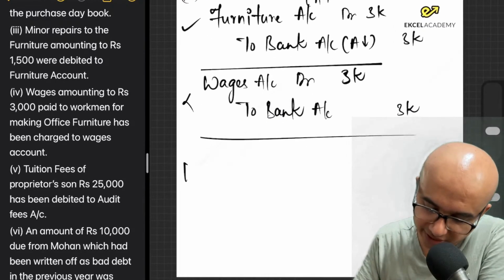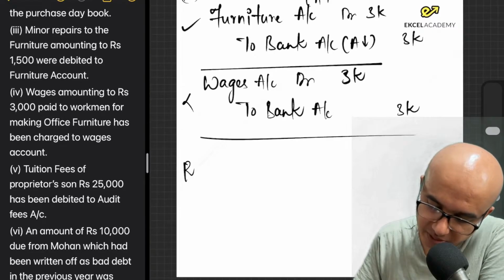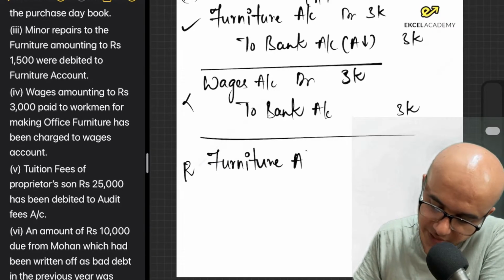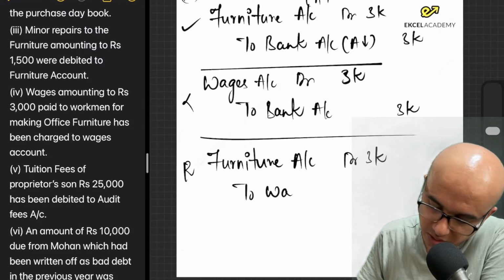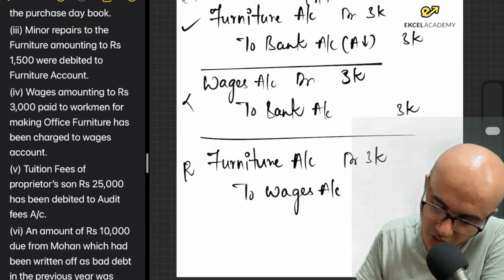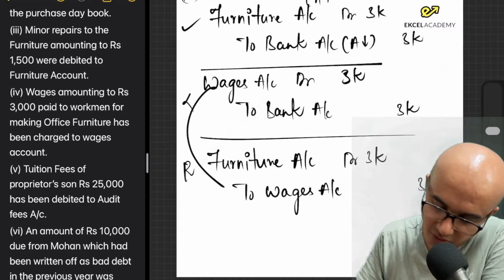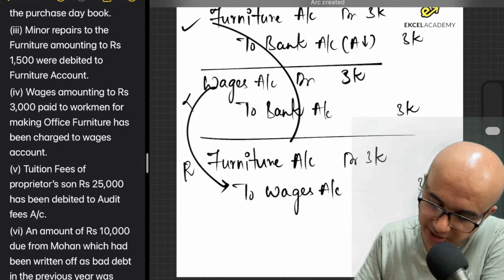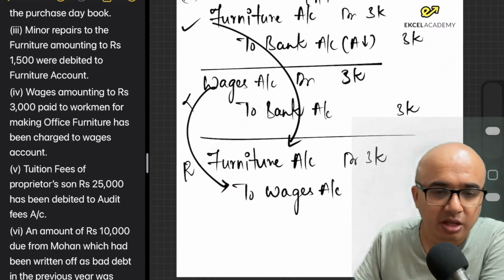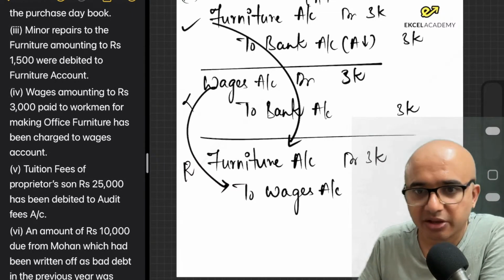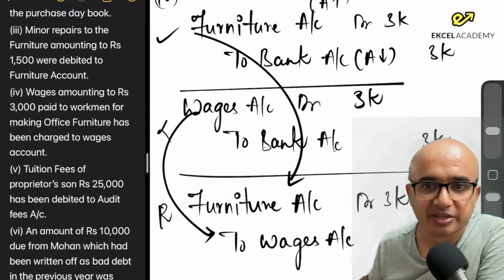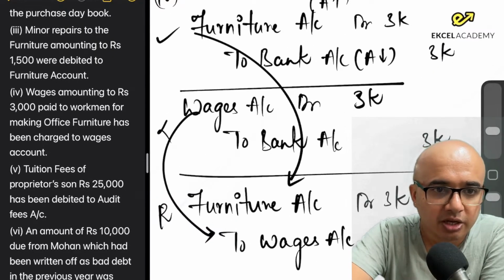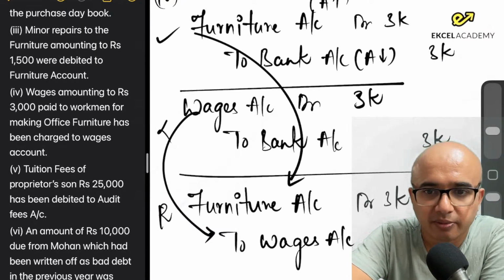So now how do we rectify this? Very simple. Give the right debit to furniture. Furniture account debit 3000 to wages account. The wrong debit reversed. This wrong debit has now been reversed, and this right debit has been given. That's it. So now the entry has been rectified. I hope this makes sense. Shall we move on? Yeah, I guess so.